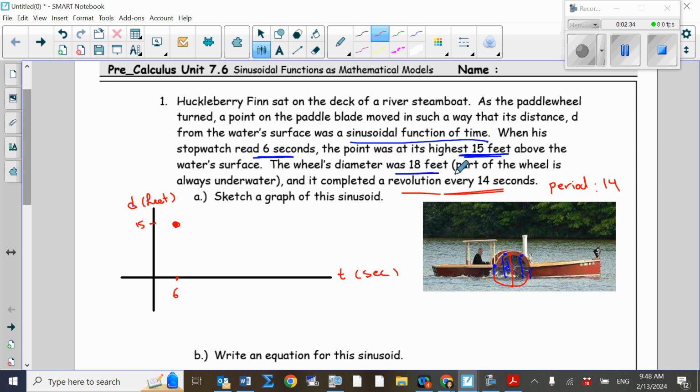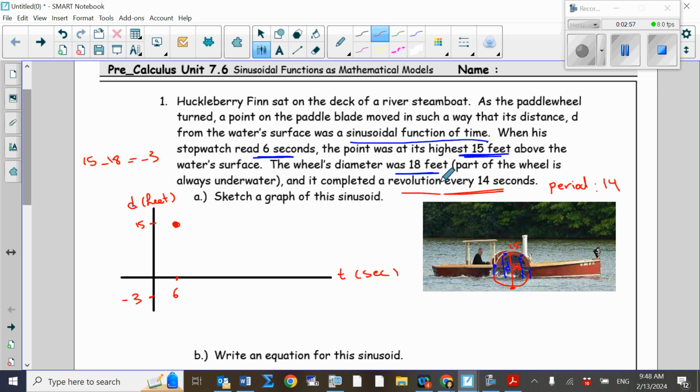The diameter is 18. That means from the highest point, which is 15, we need to go 18 down to get the lowest point, which is under the water. So 15 minus 18 gives us negative 3. That's the lowest point.